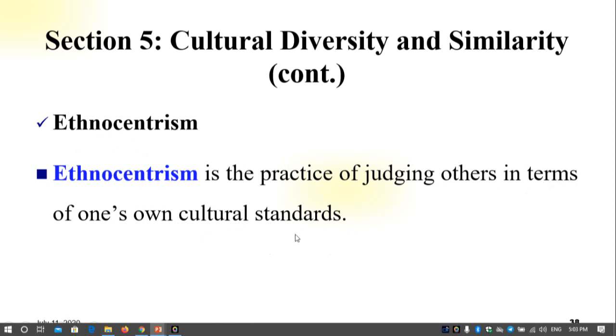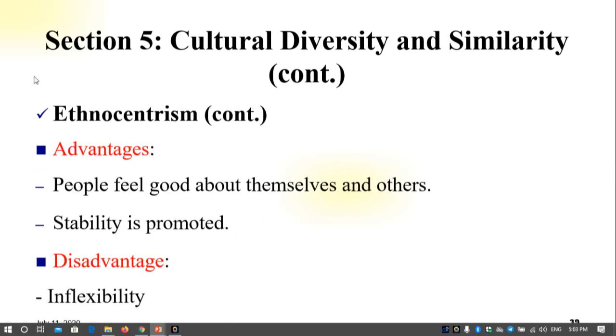In ethnocentrism, there are advantages and disadvantages. There are two advantages of ethnocentrism. The first is that people feel good about themselves and others. The second is that stability is promoted. Stability here means our strength or firmness is promoted in ethnocentrism.